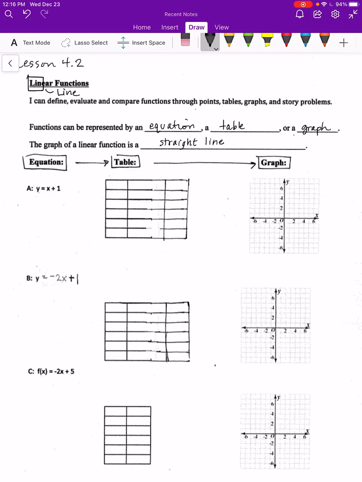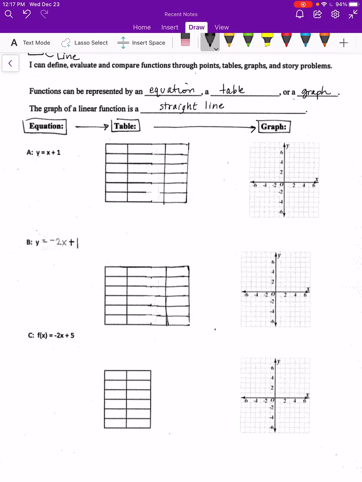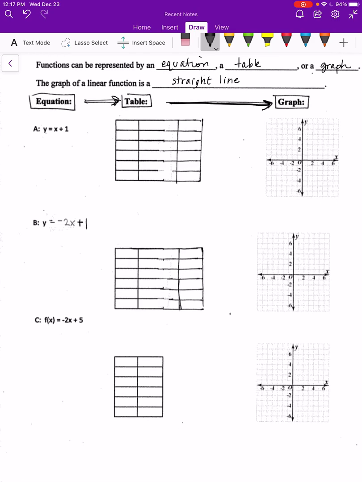Now, we're going to start in different spots and different places with this function. We're going to start with what you are used to first as an equation. We're going to make a table, and then we're going to make a graph. So you can see from equation, we're going to table, and then we're going to graph. So here's my equation. Y equals x plus 1. So it does have two variables. It has input and output.